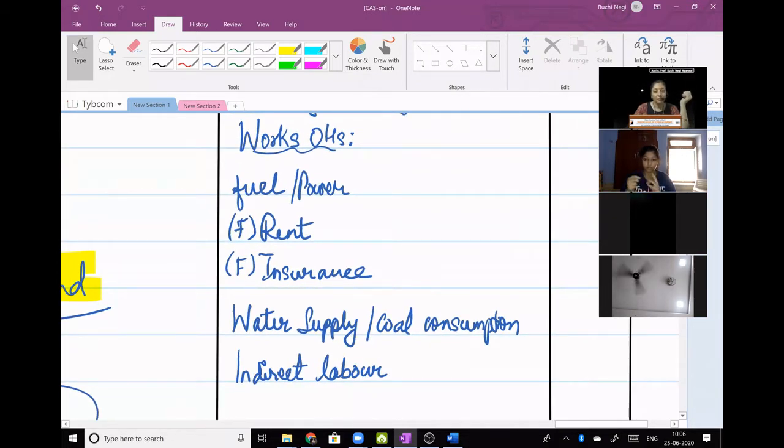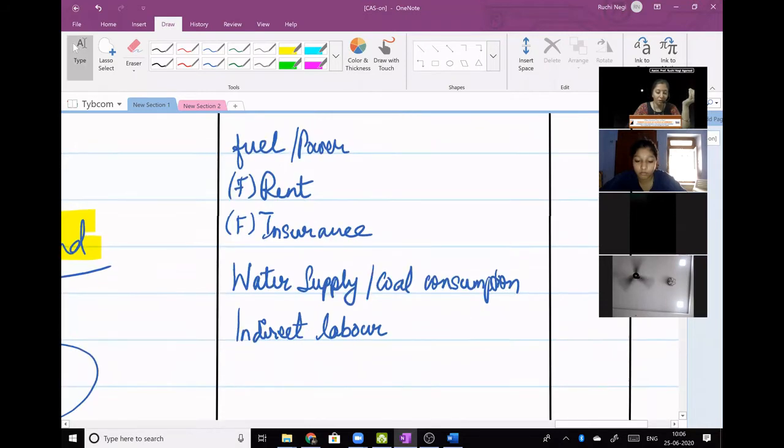These are a few expenses which you have been doing since 11th standard, and you know they go under trading account. Then when you came to first year B.Com, you understood that beyond the trading account there is one more account, the manufacturing account. Then you came to know it is more appropriate in the manufacturing account. So that's fuel or power, factory rent, factory insurance, water supply, coal consumption expenses, indirect labor. Not direct labor, direct labor is a direct cost. Indirect labor will be an indirect cost under factory.